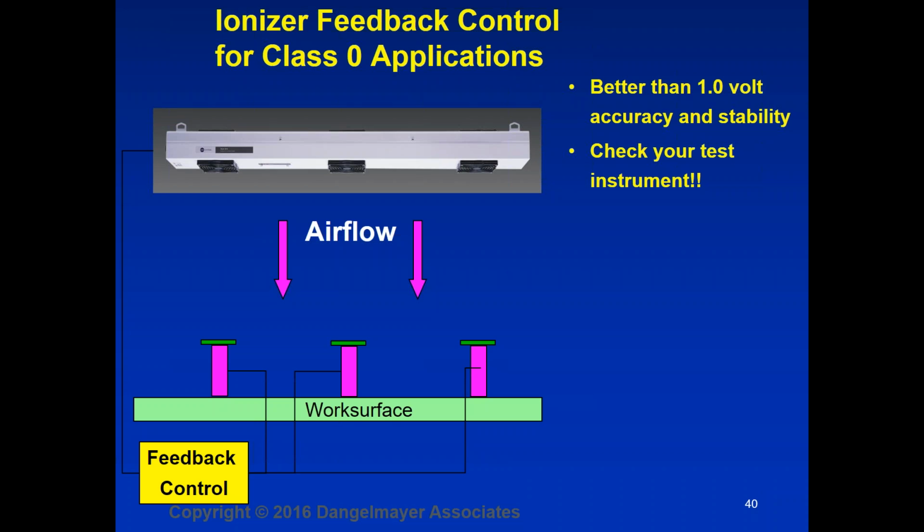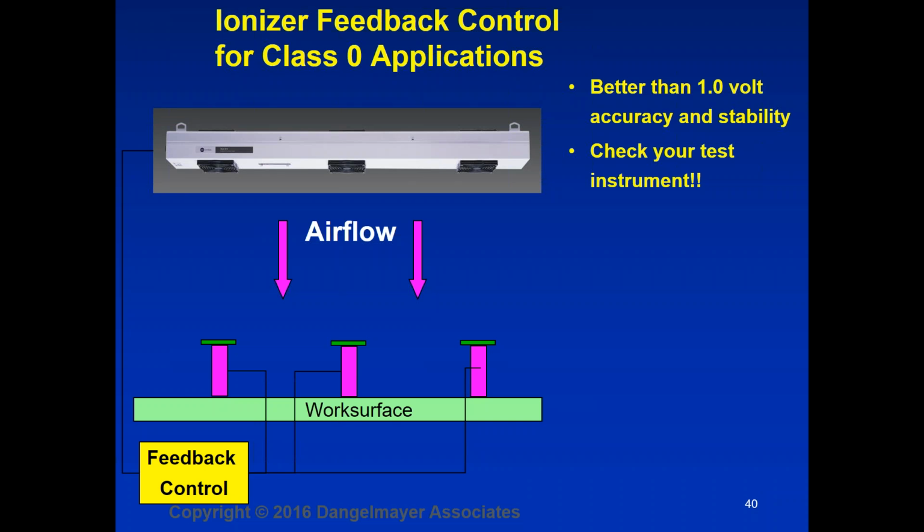What you see here is a diagram of how we get the ionizer to have better than 1 volt accuracy and stability. What we're generally doing is putting sensors on the work surface. They work through a feedback control circuit to make sure that the ionizer balance is maintained. Without these work surface sensors, we generally can get balance in the 3 to 5 volt range, but if we put the sensors near the sensitive work area, we can maintain the ionizer balance at better than 1 volt. When you're making these types of very low measurements, you need to check your test instrument to make sure it's accurate, because we've seen many situations where ionizers did not meet this very low voltage specification for offset voltage or balance, and the problem was really not the ionizer, it was the test instrument. So you need to make sure that your test instrument is well calibrated when you're going to make measurements down at this lower level.